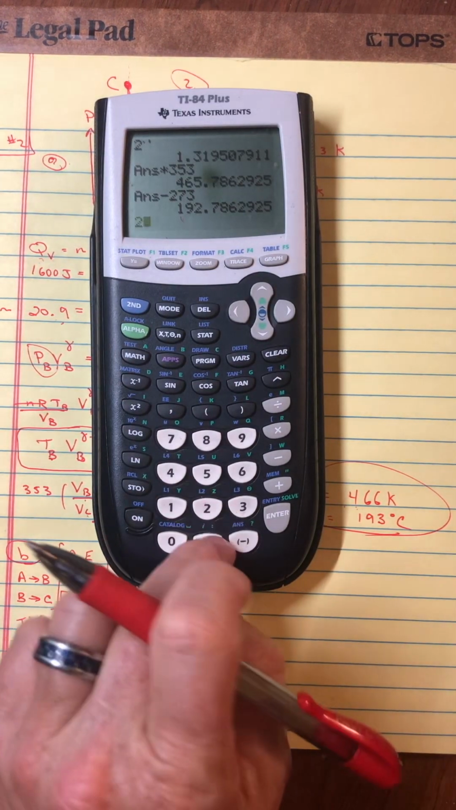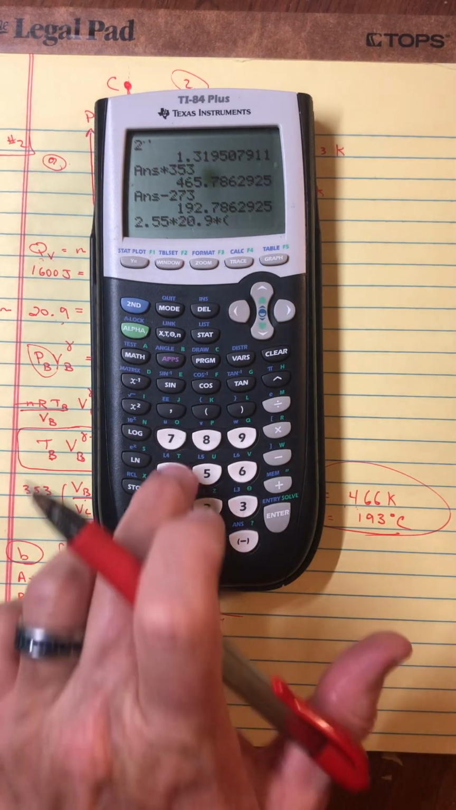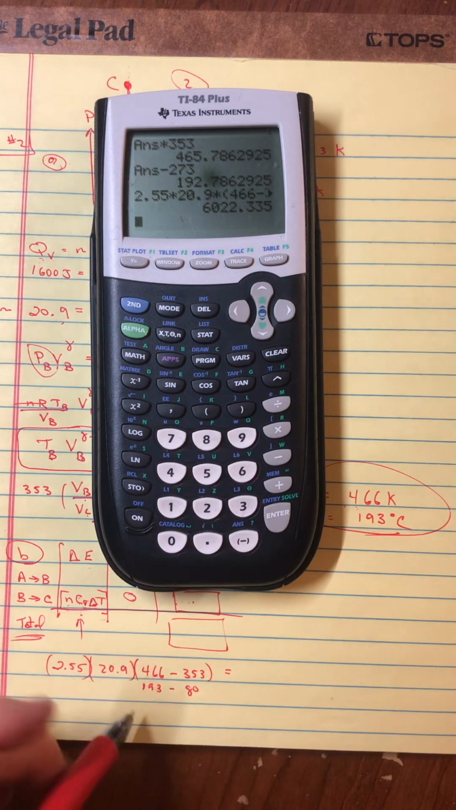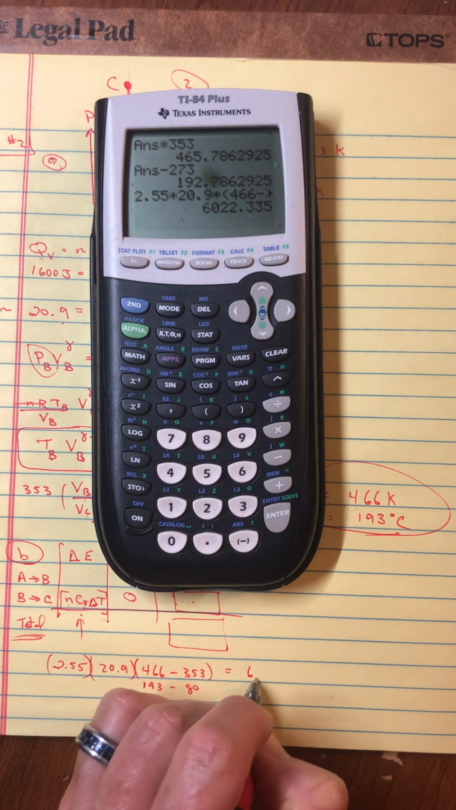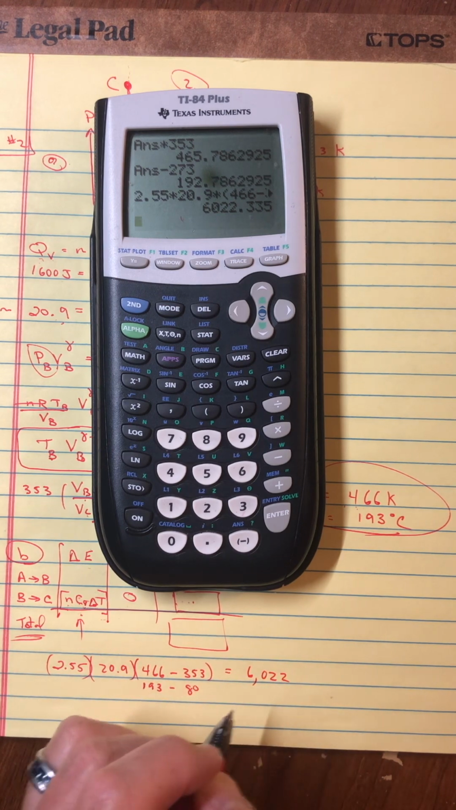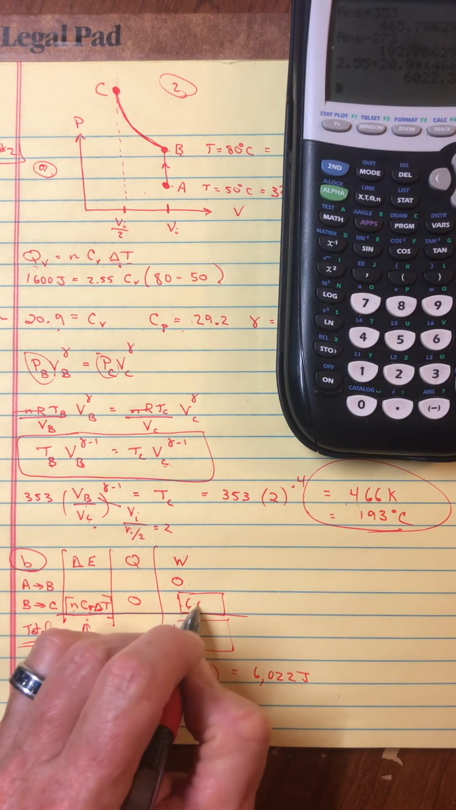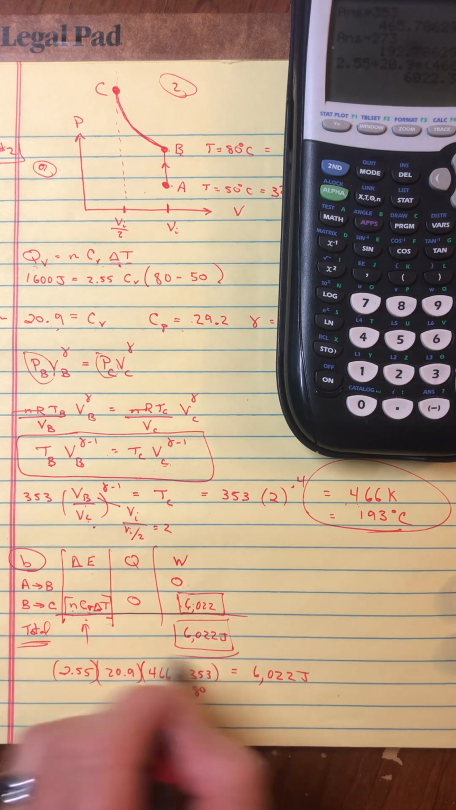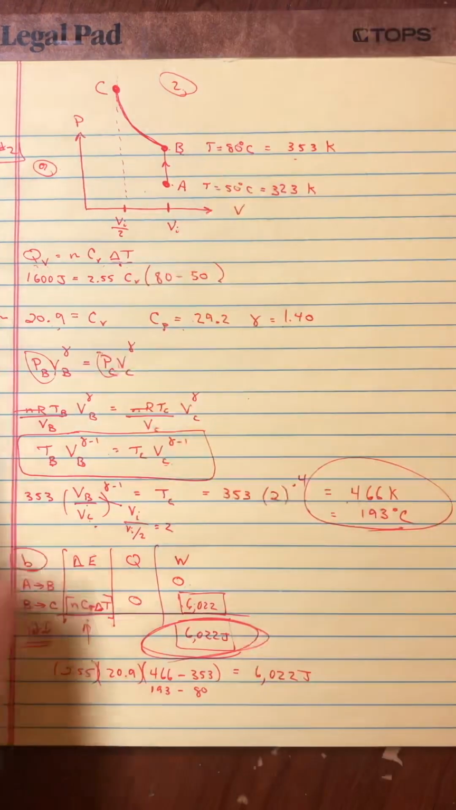But that'll give me the number we're looking for. And so 2.55 times 20.9 times 466 minus 353. Hit enter, and we're looking at about 6,000-ish. I'll go 6,022 joules. And if I put that there, then these two have to add up. This has to be 6,022. And if I add these up, it's 6,022 joules. So there is my work being done, and the answer to B.